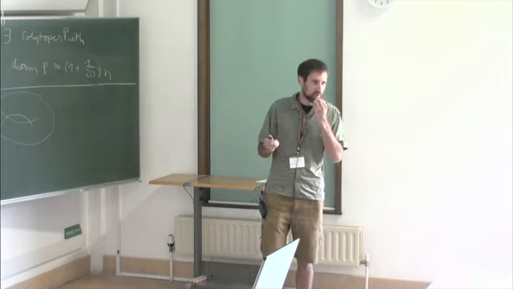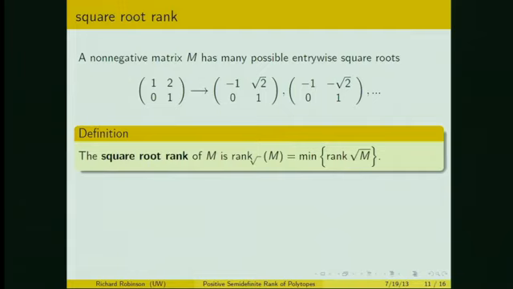Okay, so in order to answer that question, I need one more rank. If we have a non-negative matrix and I look at an entry-wise square root of that matrix, there's many possible such square roots because we have a sign choice for each non-zero entry. And so the square root rank, what I do is I take the ranks of all those possible square roots, and then I take the minimum of those numbers.